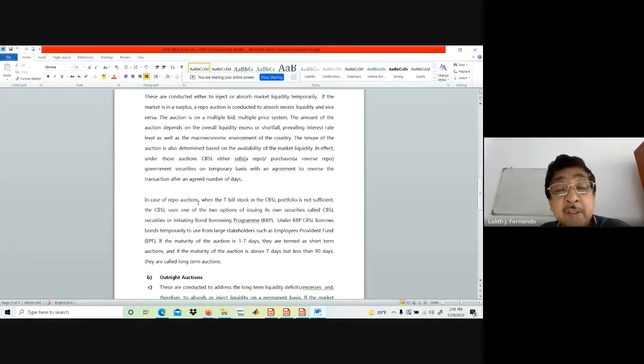And here it says that in case of repo auctions, when the T-bill stock in the CBSL portfolio is not sufficient, the CBSL uses one of the two options of issuing its own securities called CBSL securities. Now, if they do not have T-bill stock in the portfolio, what they do is they issue their own securities, and we call them the CBSL securities. The other option is initiating a bond borrowing program, so they borrow bonds from the market. So there are two ways of dealing with the insufficiency of treasury bill stock when there's a repo auction, right? That is what it says.